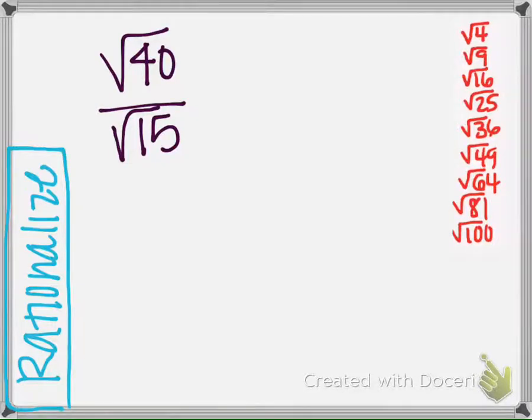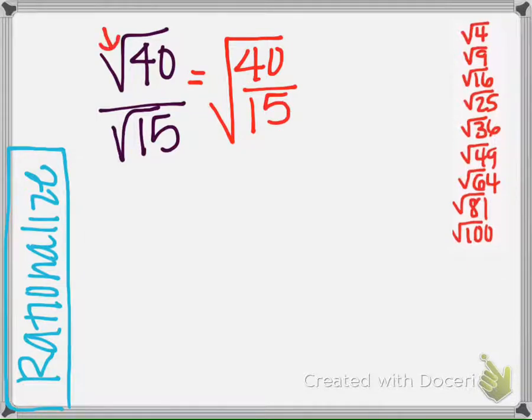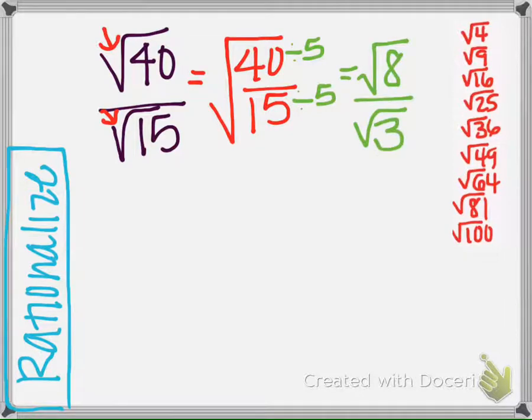Okay, we are asked to rationalize the denominator. So we have a property that says that we can write this as one radical. And the reason why I'm going to do that, because the index are the same, we're allowed to do that. And the reason why I'm going to do that is because I'm going to simplify these numbers, because I know 5 can go into both of them. So now I have the square root of 8 over the square root of 3.